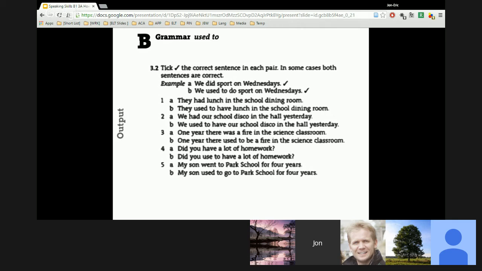That's a specific moment in time. David, number 4. Did you have a lot of homework? Correct. Did you used to have a lot of homework? Correct too. Both of them work. It would only be wrong if you said, did you used to have a lot of homework last night? That would be wrong. There's no time reference. They both work.